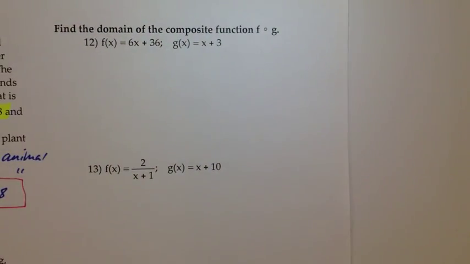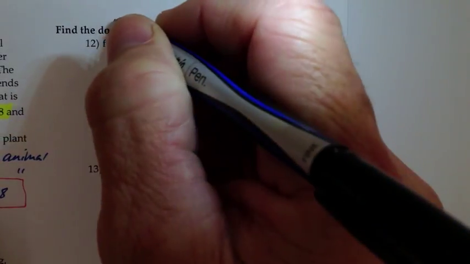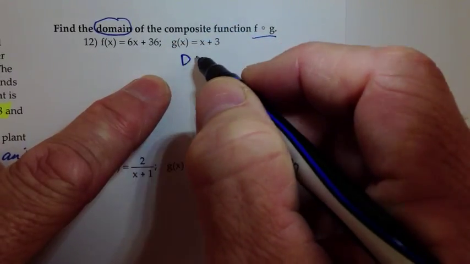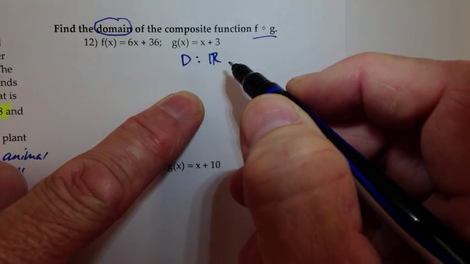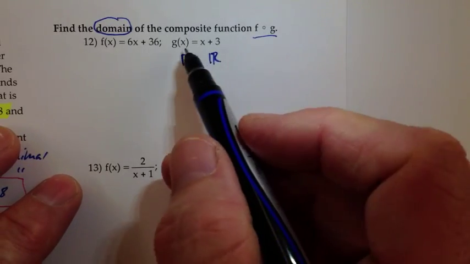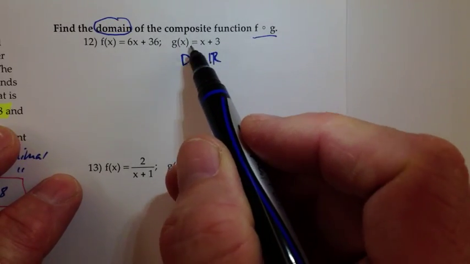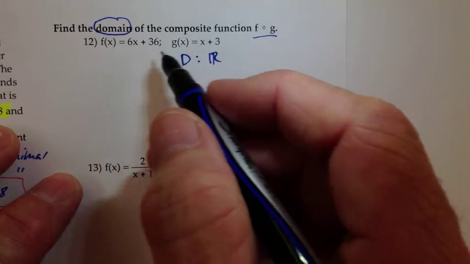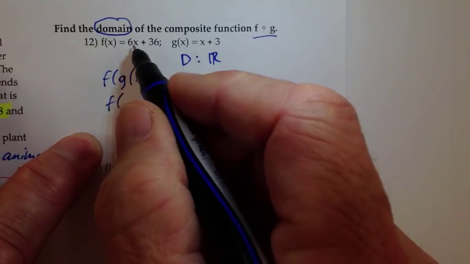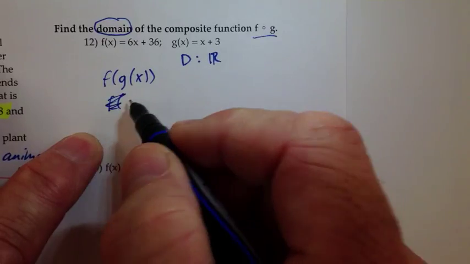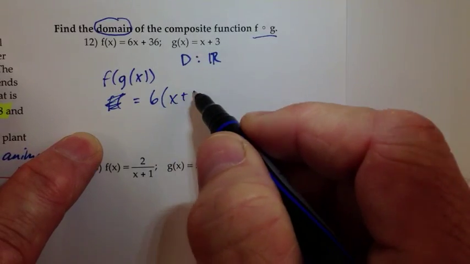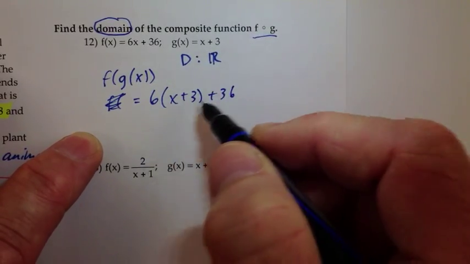For the first example, we're just coming up with the domain of the composite function f of g. So the domain of g, let's do that first. Domain of g is all real numbers. This is easy when the domain is all real numbers because we don't have any restrictions on the g of x function. Then we replace, when we find f of g of x, just like we did before. F of g of x is 6 times g of x, which is x plus 3, plus 36.